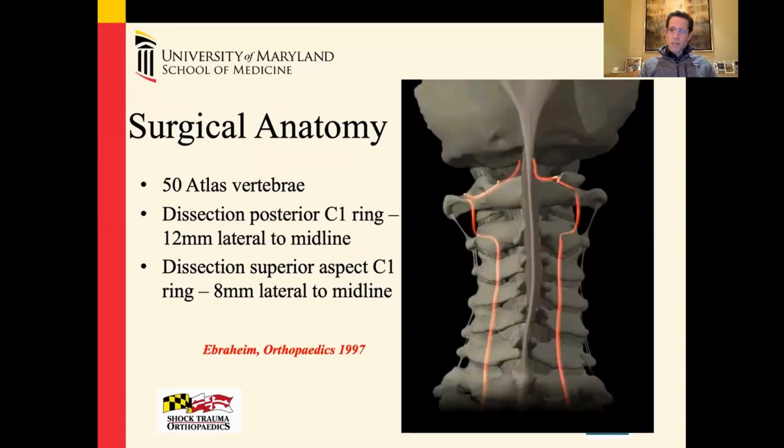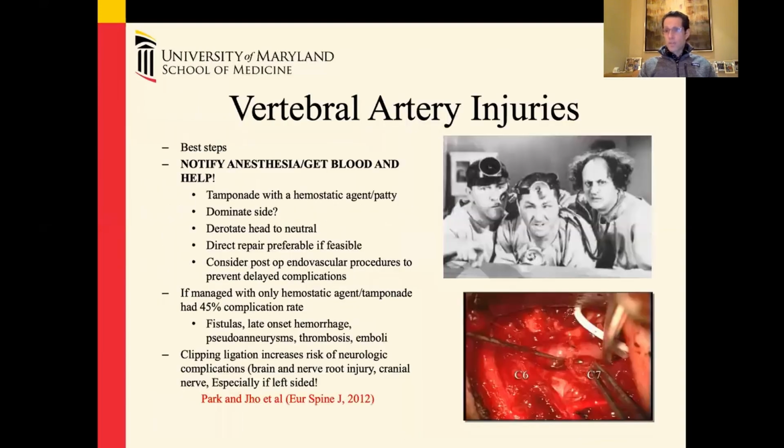When you're dissecting in the craniocervical junction, be careful along the posterior arch of C1. If you stray lateral more than about 12 millimeters, or along the superior aspect of the C1 ring more than about 8 to 9 millimeters, it puts the vertebral artery at risk. And if you get into it, you've got to stop, notify anesthesia, get blood, and get some help.